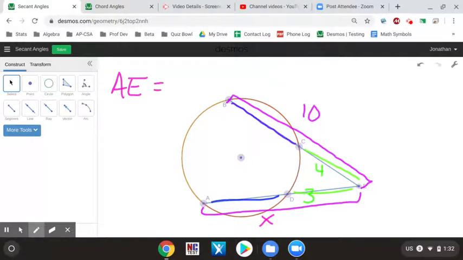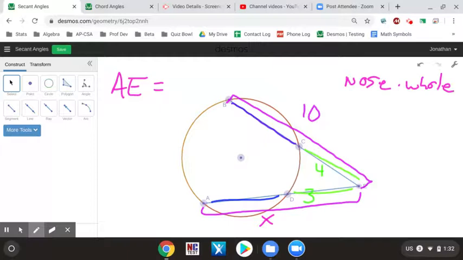Well, the rule I'm going to do here for the ones that intersect inside, I just multiply the two pieces that come from the same line. For the one outside, what I like to think of it is it's the nose times the hole. And here's what I mean.